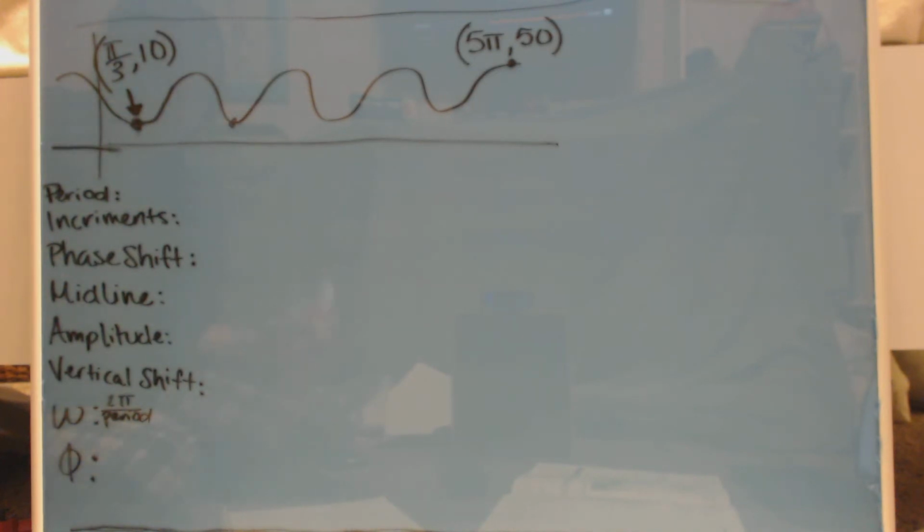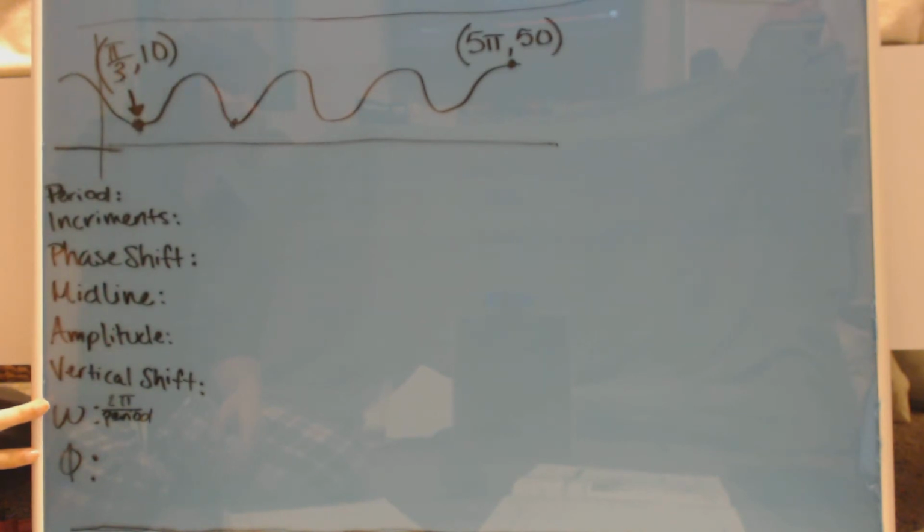Everybody, I decided to show you how to do a sine or cosine graph using 2 points from your function graph. There aren't any videos on YouTube on how to do this with basically everything: the period, how to get the increments, the phase shift, midline, amplitude, vertical shift, and then how to get both omega and phi, which are like the most annoying things on earth to do when it comes to these kinds of graphs. So let's go ahead and get started.